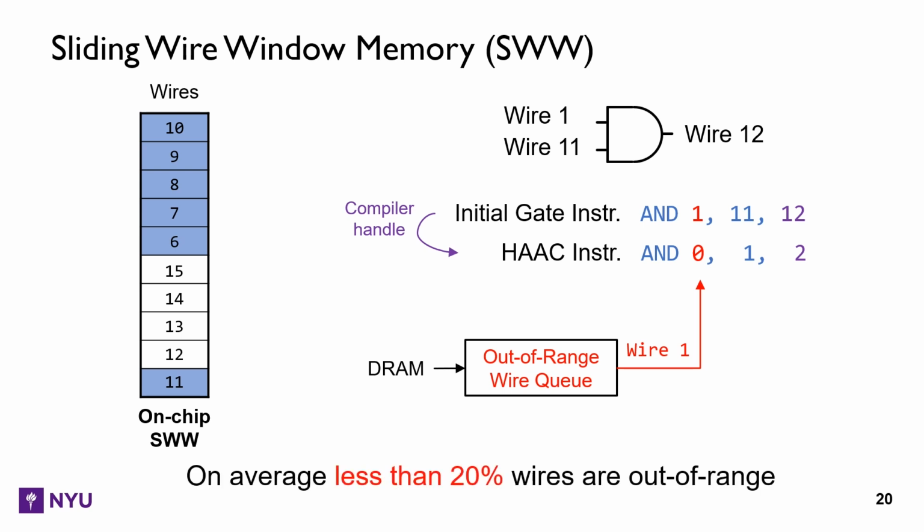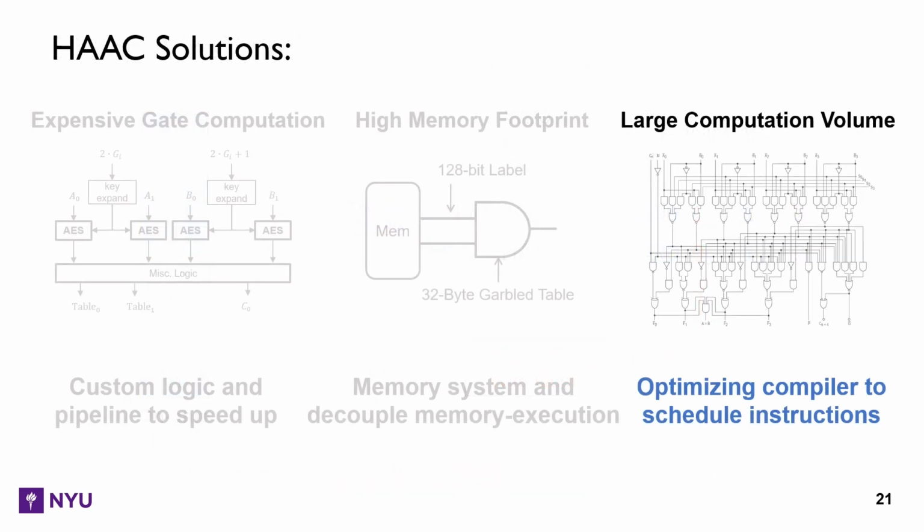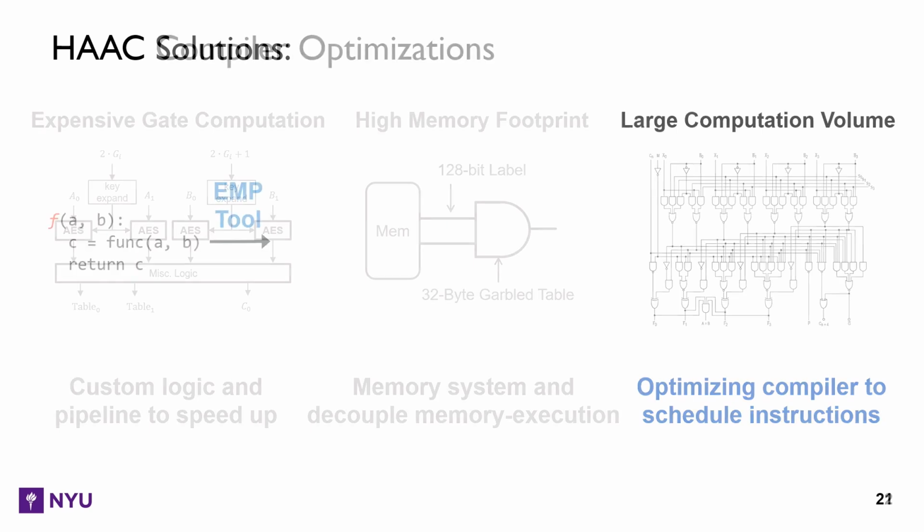There's still random memory access. We use SWW to capture most of the wire reuse. For another small part, which is less than 20%, we use the queue to hide latency. In this way, we totally decouple the gate execution and memory access. Data movement is handled by the compiler, and hardware only needs to focus on computation. Finally, not only data movement, we also optimize the compiler to schedule instructions for parallel execution.